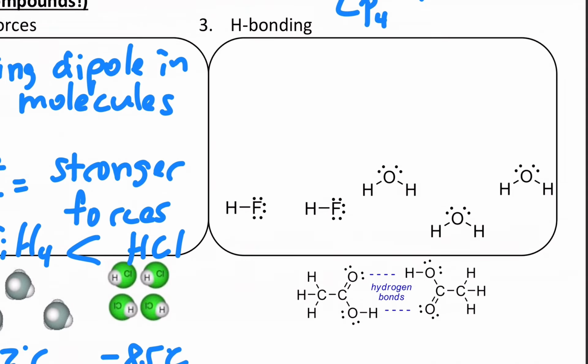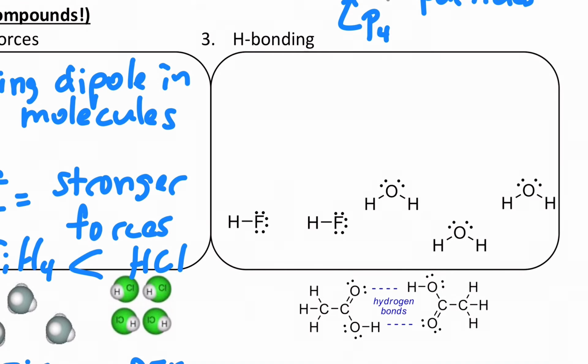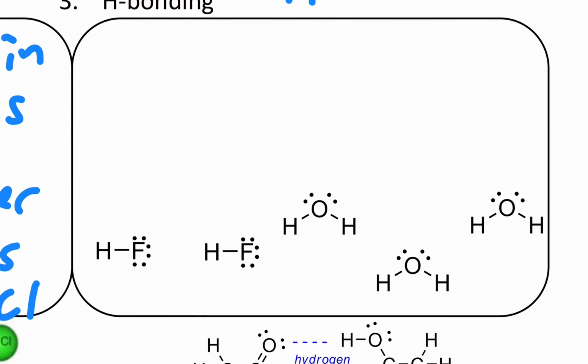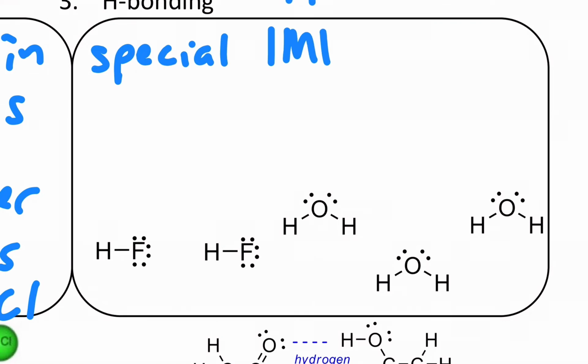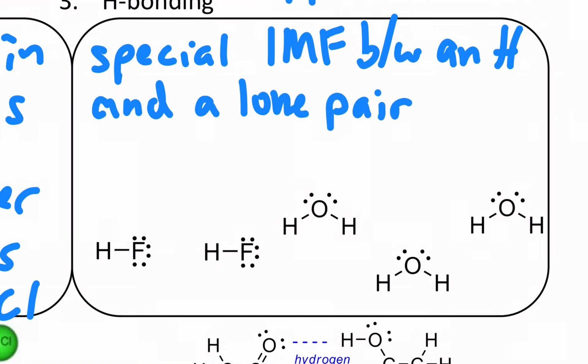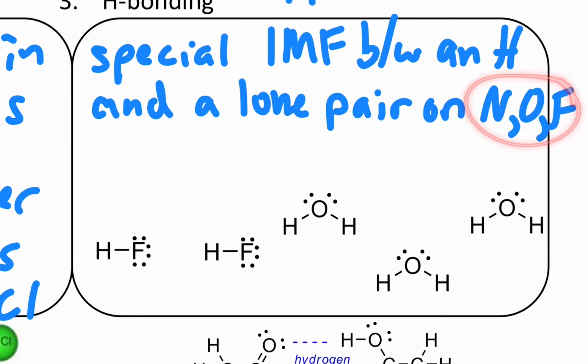Okay, lastly, the intermolecular force you probably remember the most from your intro chemistry class is H bonding. H bonding is a special IMF between, as it sounds, an H and a lone pair on N, O, or F. Specifically, the three smallest, most electronegative elements on the table.